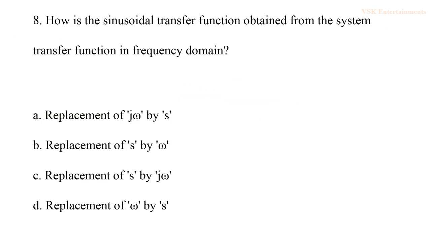Coming to the next bit, how is the sinusoidal transfer function obtained from the system transfer function in the frequency domain? Options are replacement of j omega by s, replacement of s by omega, replacement of s by j omega, and finally replacement of omega by s. This bit depends upon the definition of the sinusoidal transfer function. The definition is the transfer function obtained by substituting s equal to j omega in the given transfer function.